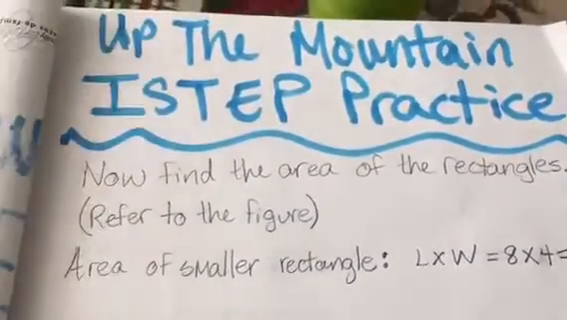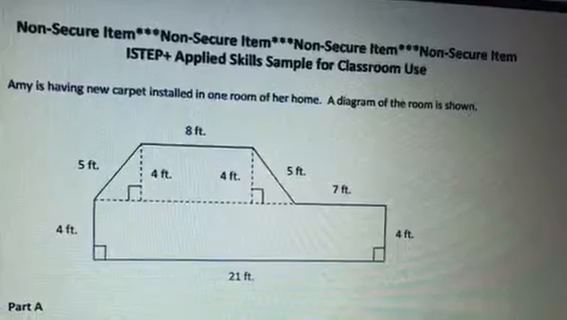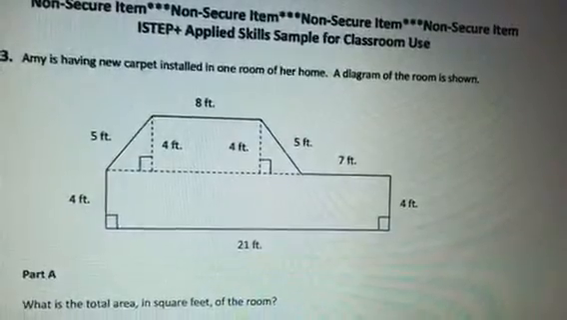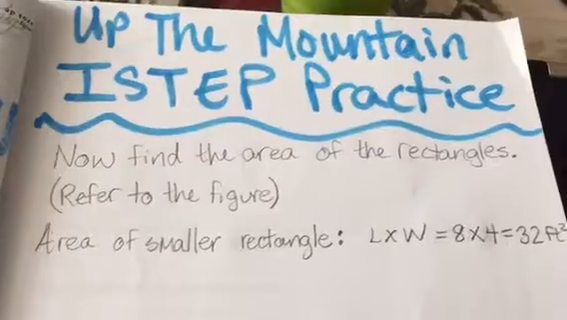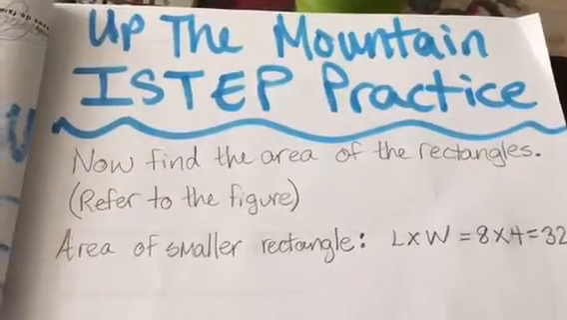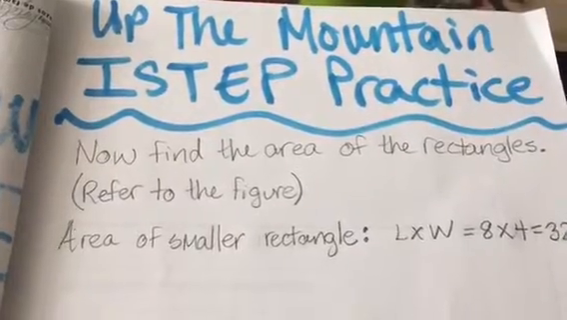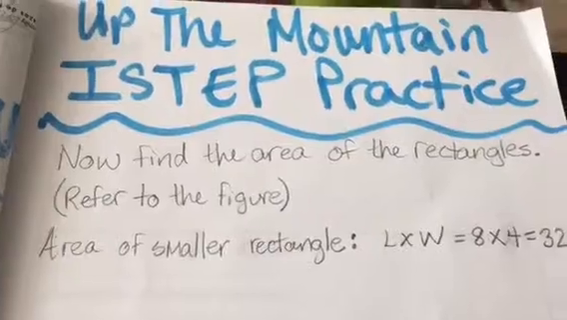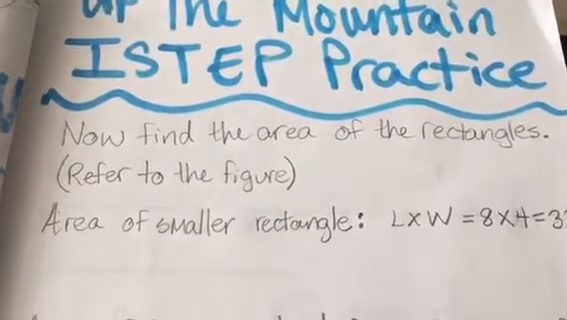So here we go. We are reviewing again for ISTEP, and we are finding the total area of an irregular figure, which they call a room of Amy's, right? So she's trying to figure out how much carpet to put down. So now we find the area of the rectangles.